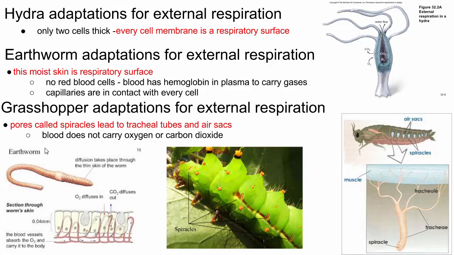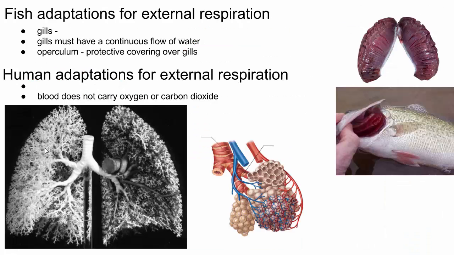Okay? In the grasshopper, remember, their blood doesn't have hemoglobin, doesn't carry oxygen or carbon dioxide, just diffuses into the cells through these little pathways. So that's how some of those organisms accomplish external respiration.